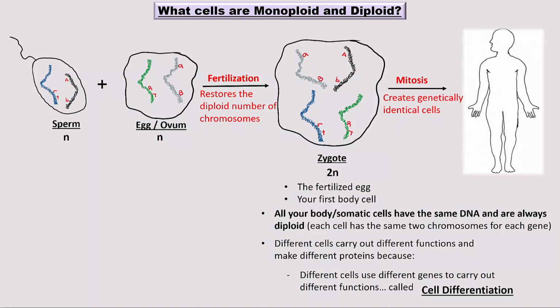So all the cells in your body have the exact same instructions, exact same genes, but different cells use different parts of the instructions to make different proteins and to carry out different things. Other cells, like a liver cell and a bone cell, are going to use different parts of the DNA because they have different jobs to do.